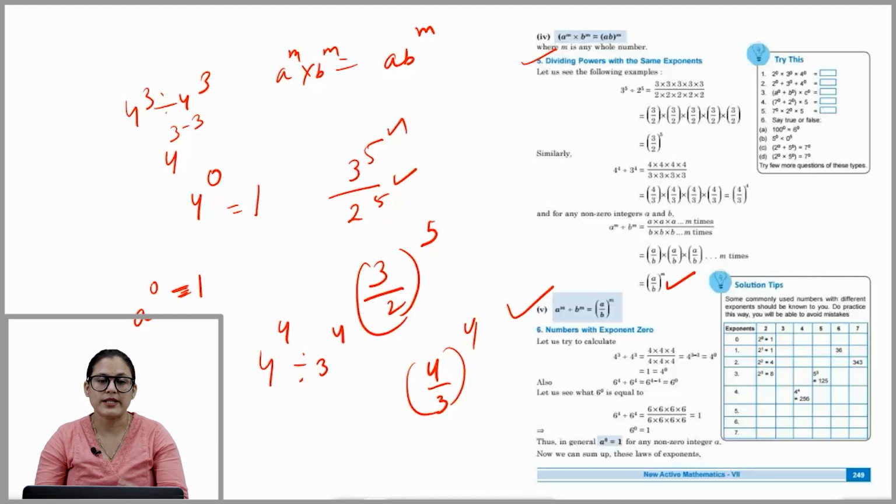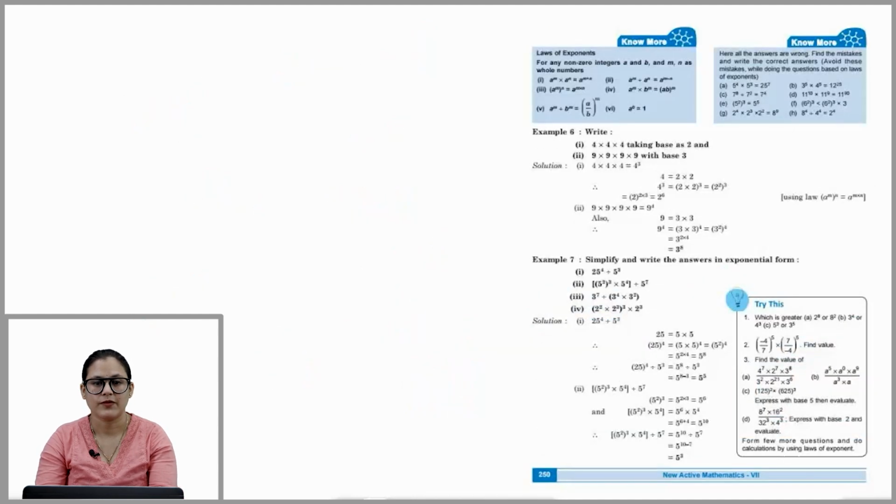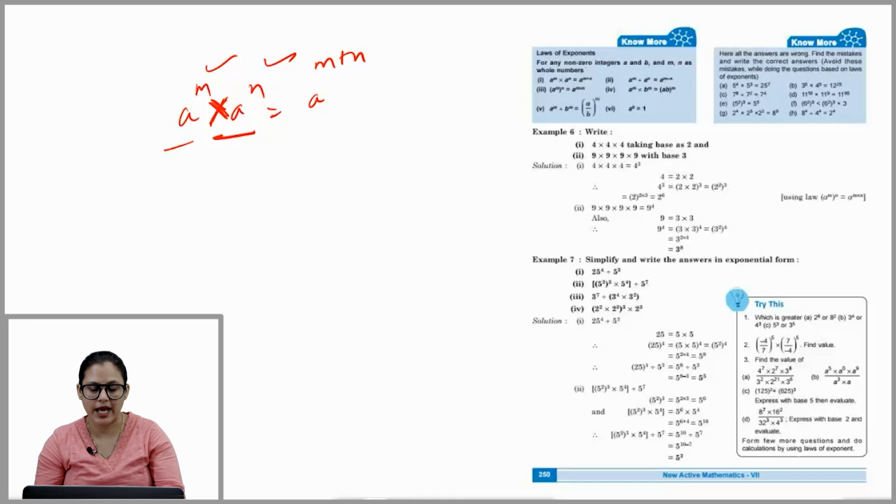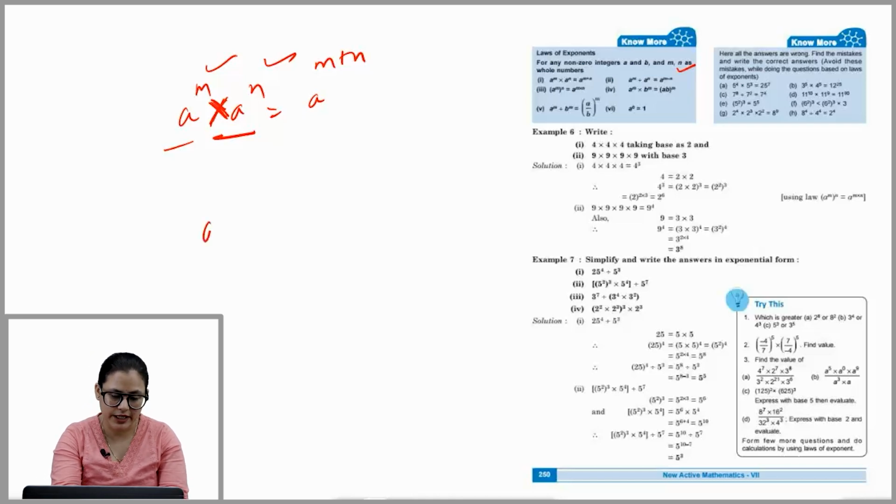Okay. So now we can sum up these laws of exponents. For any non-zero integers a and b, and m, n as whole numbers, a raised to m into a raised to n is equal to a raised to m plus n. Meaning the bases are the same and both are multiplied, so we will add the powers. And in case of divide, we will subtract the powers. Similarly, a raised to the power m, raised to the power n, is equal to a raised to the power m into n.